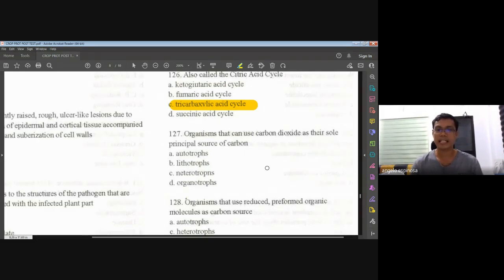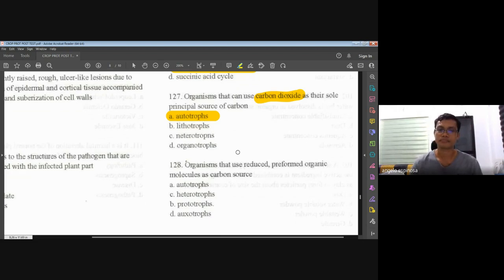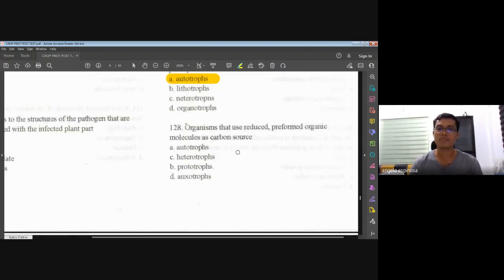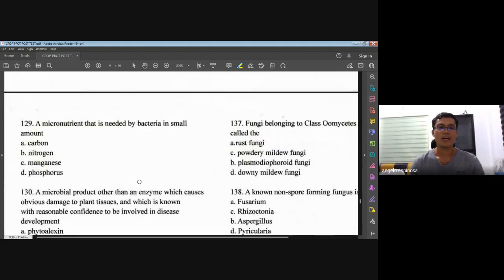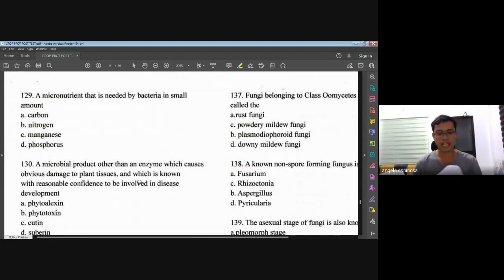127, organisms that can use carbon dioxide as their sole principal source of carbon. The correct answer is letter A, autotrophs. Oh, carbon dioxide, source of food. 128, organisms that use reduced preformed organic molecules as carbon sources. Oh, organic molecules naman itong 128. The correct answer is heterotrophs. Letter C. 129, a micronutrient that is needed by bacteria in small amounts. The correct answer is manganese. Letter C.